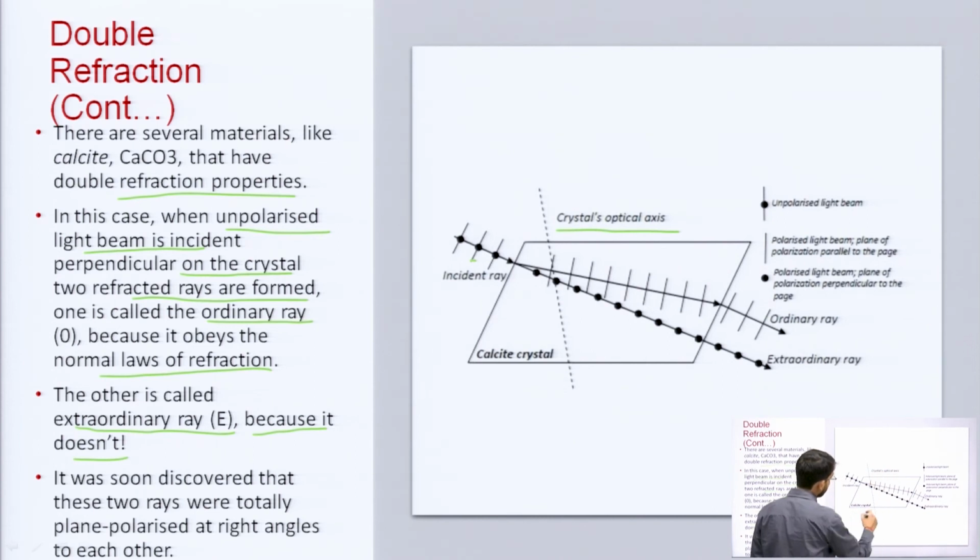This is the crystal's optical axis, this is a crystal of calcite. So, a light ray is getting refracted and two rays are produced, one is the ordinary ray, another is the extraordinary ray. It is observed that these two rays are plane polarized and their planes of polarization are mutually perpendicular to each other. It was soon discovered that these two rays were totally plane polarized at right angles to each other.